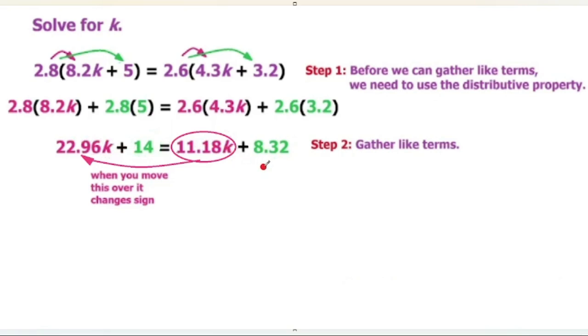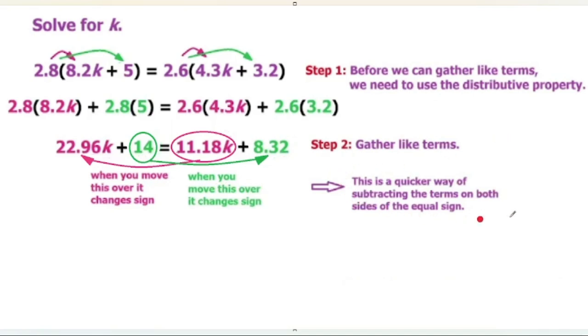But another simpler way to do the addition and subtractions on an equation is when you move it over the equal sign, you just change the sign. And similarly, for this, we would move it over to this side and you change its sign, okay? So now, this is a quicker way of subtracting the terms on both sides of the equal sign because we want to get k on this side and all the other terms on this side, okay?